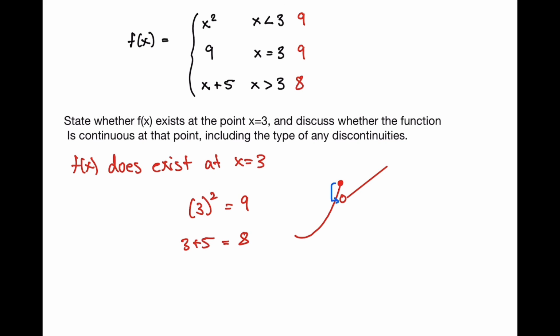All right, so this means that f of x is discontinuous when x equals 3, and there is a jump discontinuity.